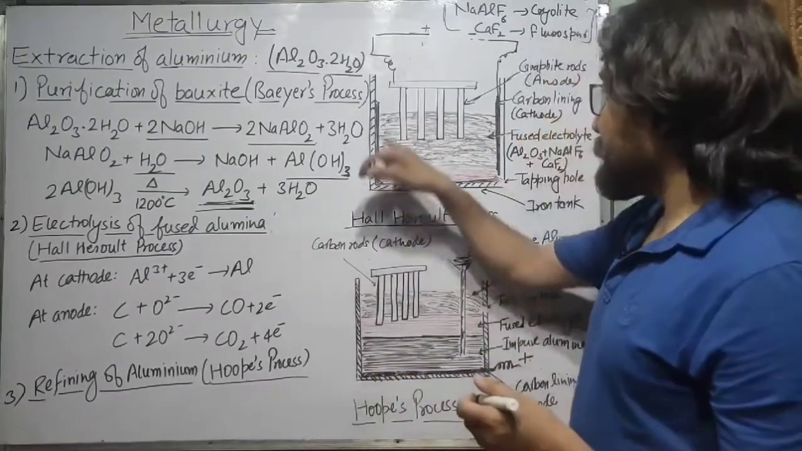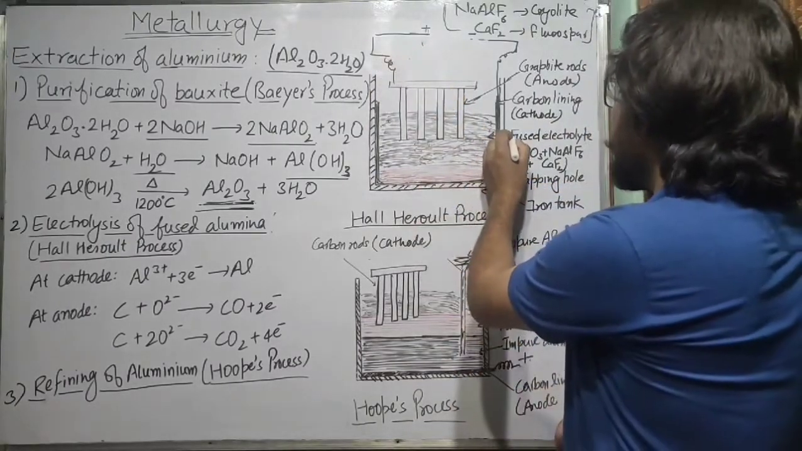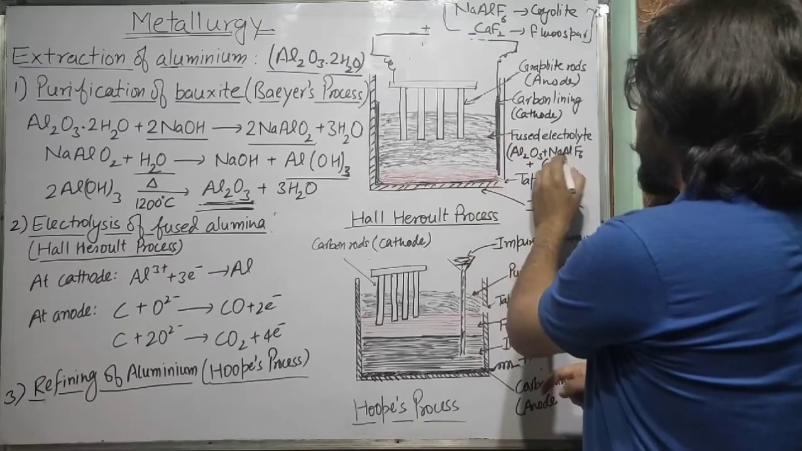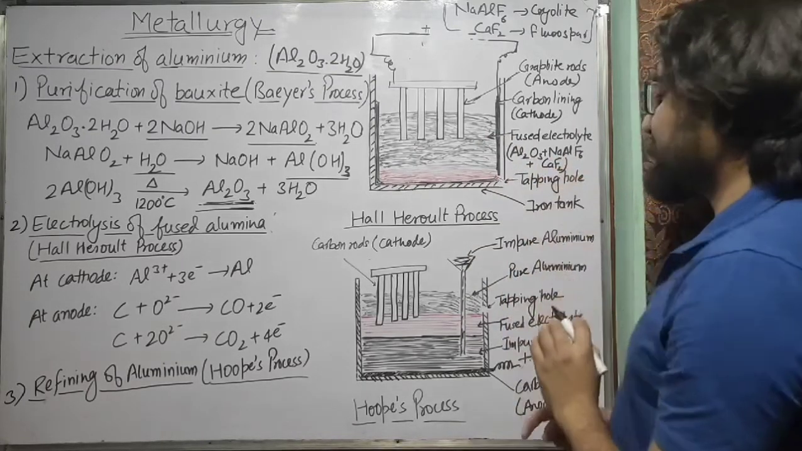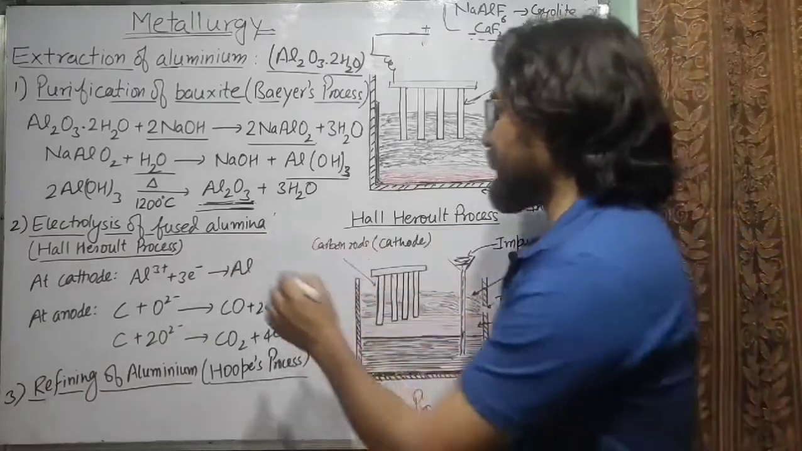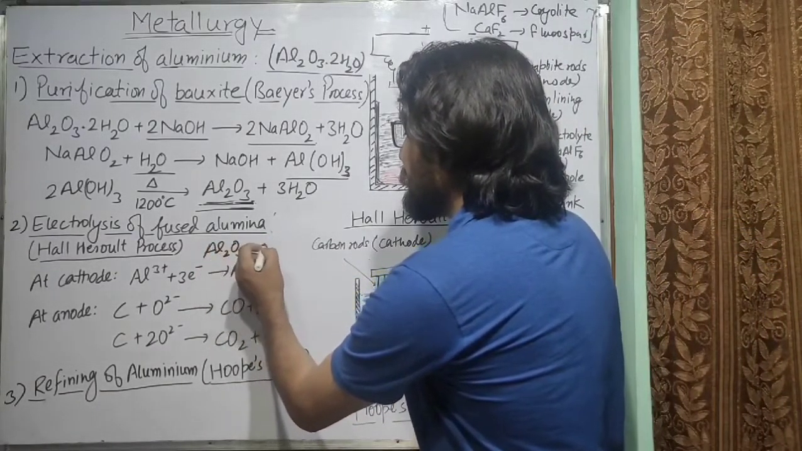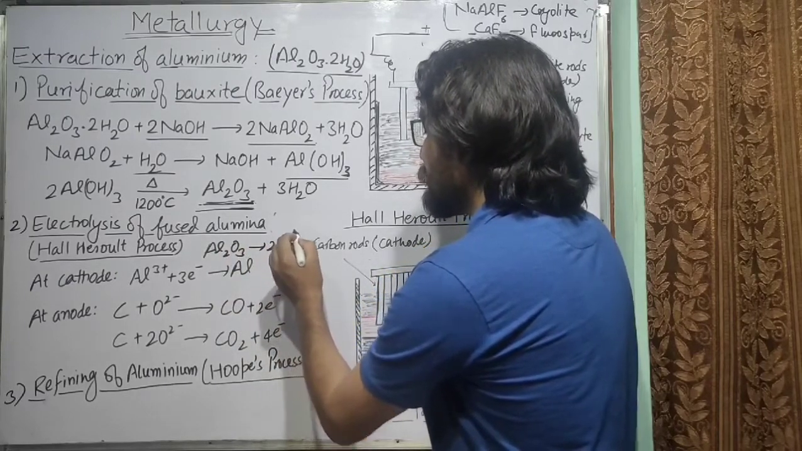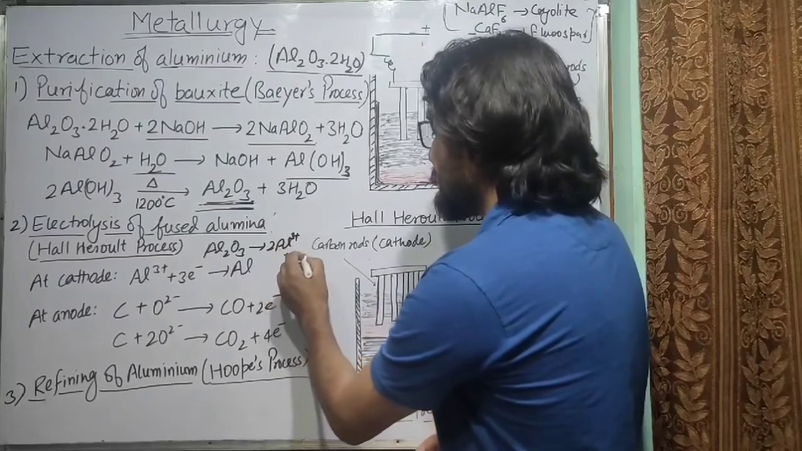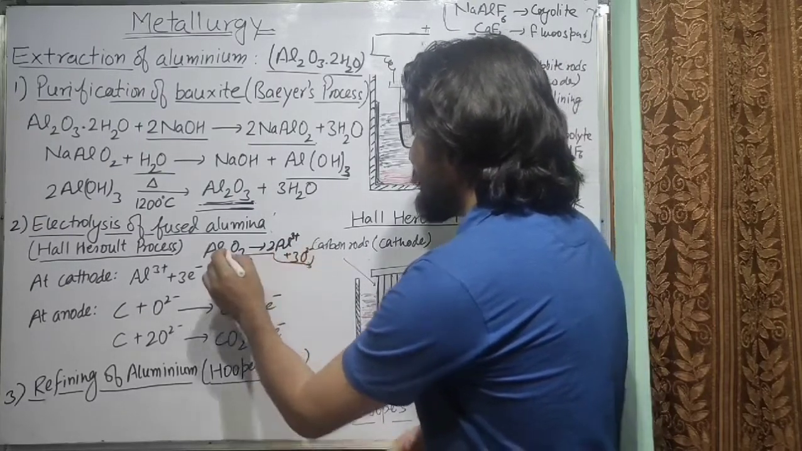Now, the process, what happens during the process? You know that in this process, we have fused electrolyte, that is alumina, along with cryolite and fluorspar. So you know that alumina, that is Al2O3, will form 2 Al3+ ions plus 3 O2- ions. So oxide and aluminium ions.